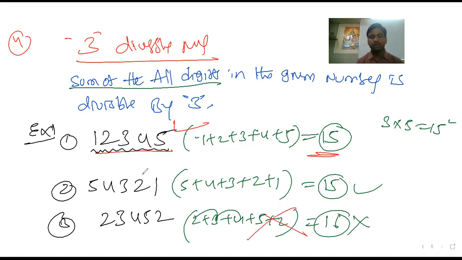This one is not divisible, and these are divisible. The simple thing is to add all individual digits. The total sum must be divisible by 3, and then the total number is divisible by 3. If this sum is not divisible by 3, the entire number is not a multiple of 3. So the divisibility rule of 3 is clear.